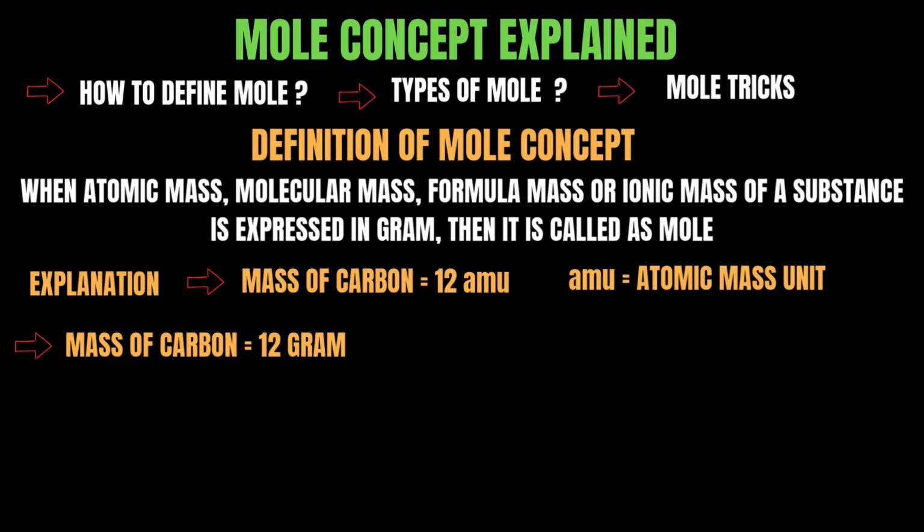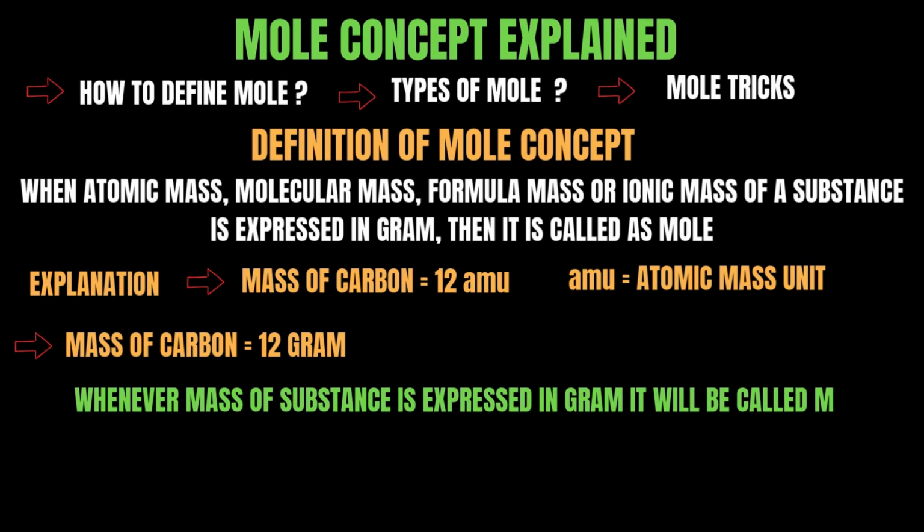Now understand one important point here. Whenever we express the mass of any substance in grams, whether it is an atom, a molecule, or an ionic compound, then it will be called 1 mole of that substance. From this, we need to understand that whenever the mass of any element is written in grams, it will be called a mole. Now the question arises, how many particles are present in 1 mole of any substance?